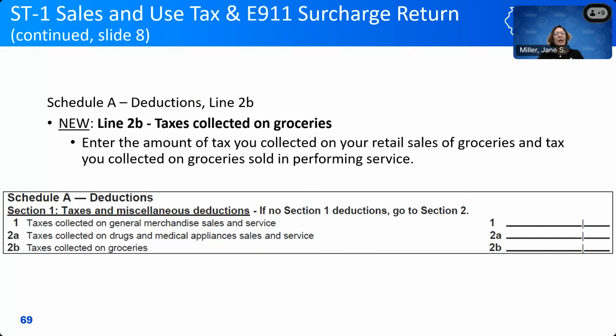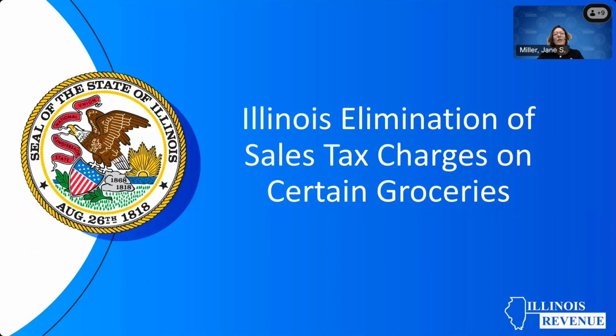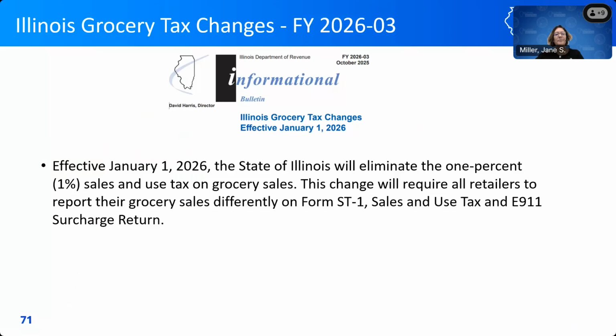And then on Schedule A, which is page 2 of the ST1 and has the deductions, we have a new line 2B, and that's the taxes collected on groceries. So enter the amount of tax you collected on your retail sales of groceries and tax you collected on groceries sold in performing service. And those are the changes of the ST1, which, if you're filing electronically, will not be an issue, or should not be an issue.